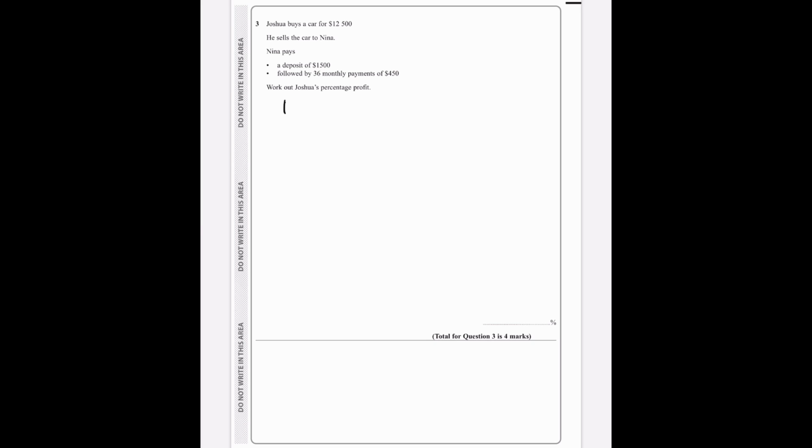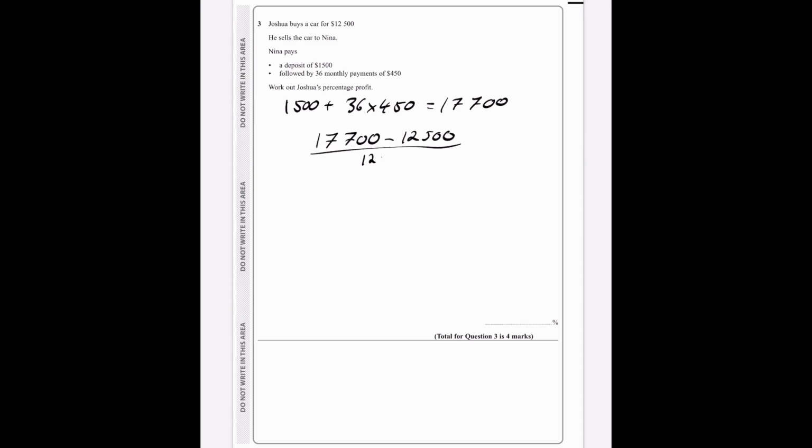Question number 3, a percentage profit question. So 1500 plus 36 lots of 450 will be the total that Nina pays. Work out the difference between that and the amount Joshua spent, and then divide that by the amount Joshua spent. Multiply by 100, and it gives us the profit as a percentage. It comes out as 41.6%.